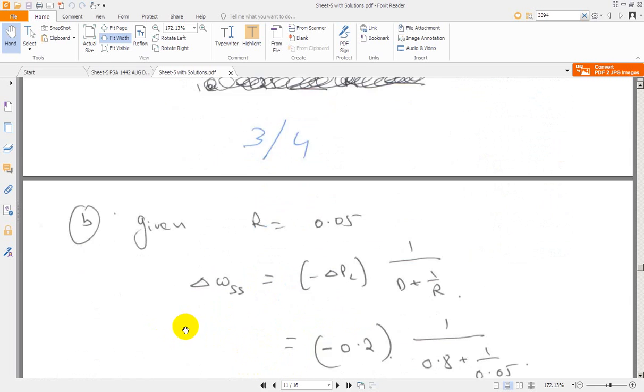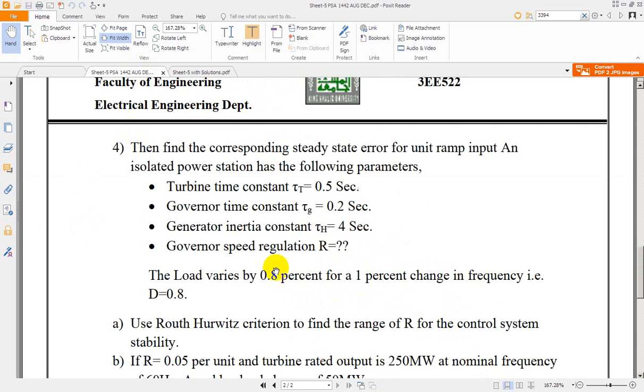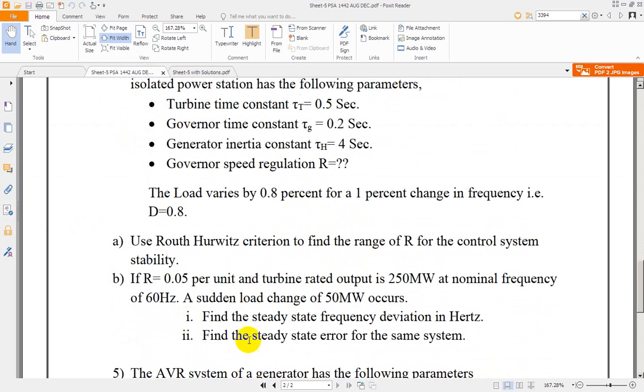Coming to the second part, we need to evaluate the change in steady state frequency. Change in steady state frequency, delta omega ss is equal to minus delta PL into 1 by D plus 1 by R. Substitute the value of change in load, which is given in the problem. Change in load is 50 megawatts and the rated value is 250 megawatts.